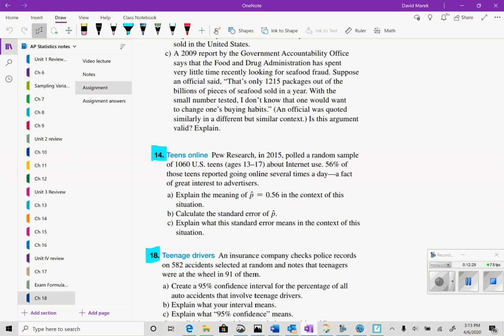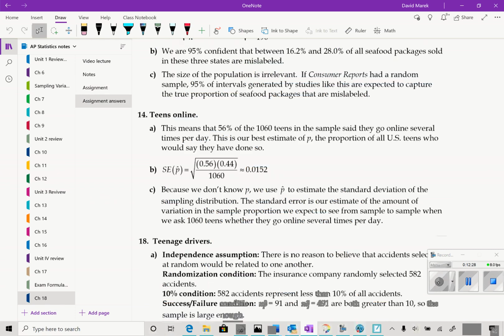Part B, calculate the standard error of p hat. So again, our standard error here is just what we looked at for number 11, the part that's underneath the square root symbol. They gave us the proportion: p hat is 0.56, so q hat has to be the complement, 0.44. Divide by the sample size n, which was 1060. Crunch the numbers. There we have it. Again, that's standard error. Because this comes from our sample, we can't say it's the standard deviation. Remember, there's a slight change there in terms.